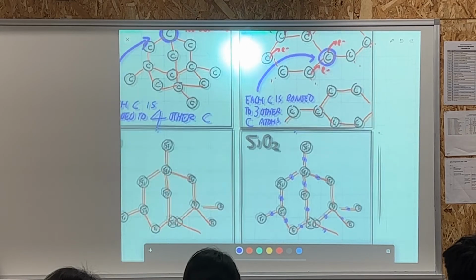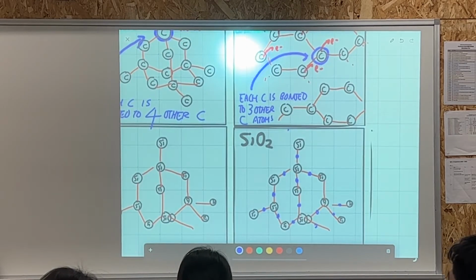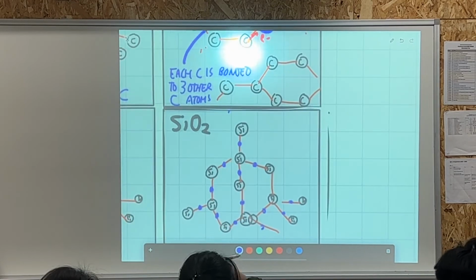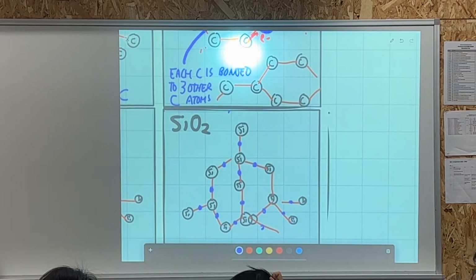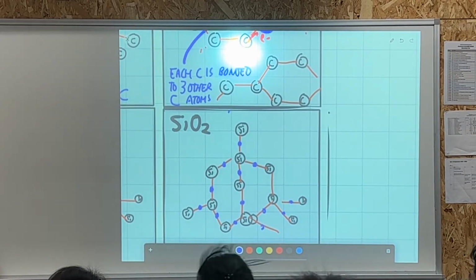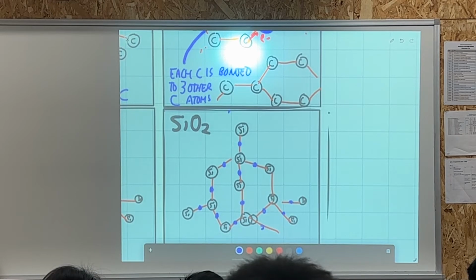So SiO2 is known by other names. Do you know the other names of SiO2, silicon dioxide? Quartz, yes. And it is the same thing found in sand and glass. So this is why sand can scratch your phone screen. Because your phone screen is made from glass, and sand is made from the same material, meaning they have the same hardness. So you can scratch your phone, not with a knife, but with glass or sand.